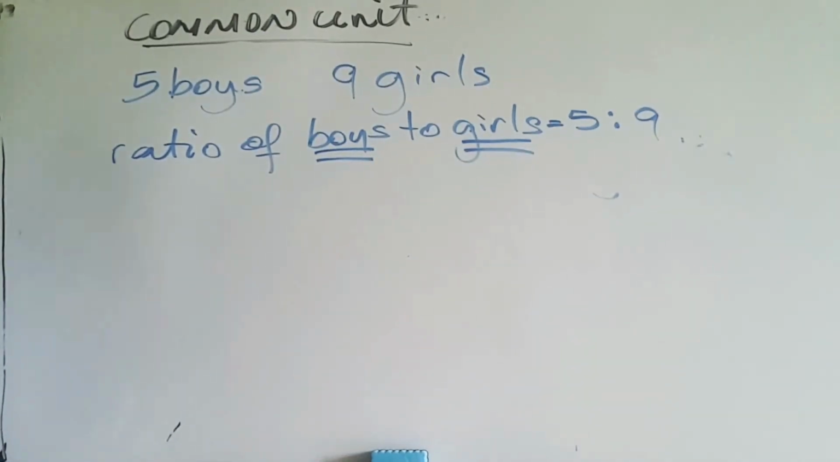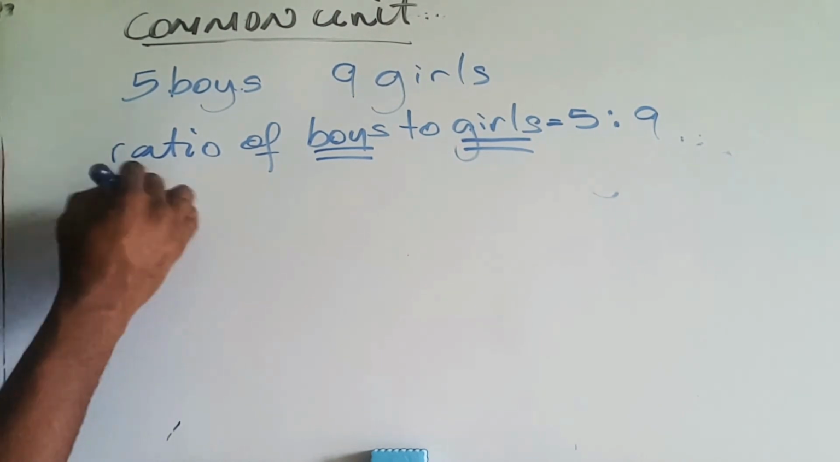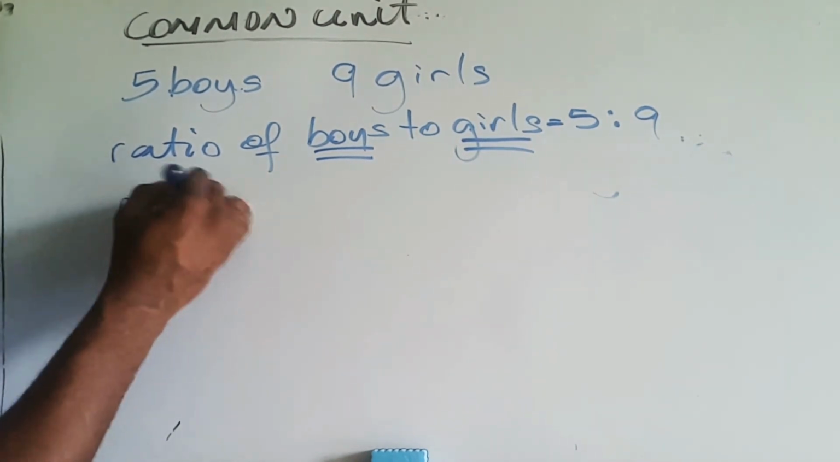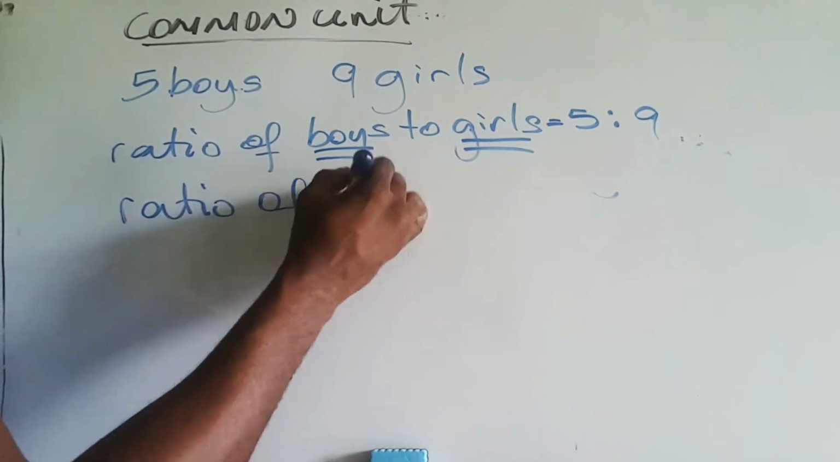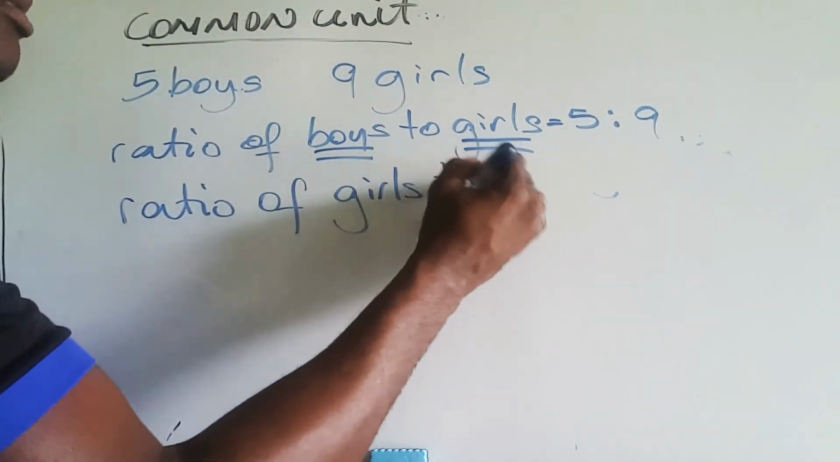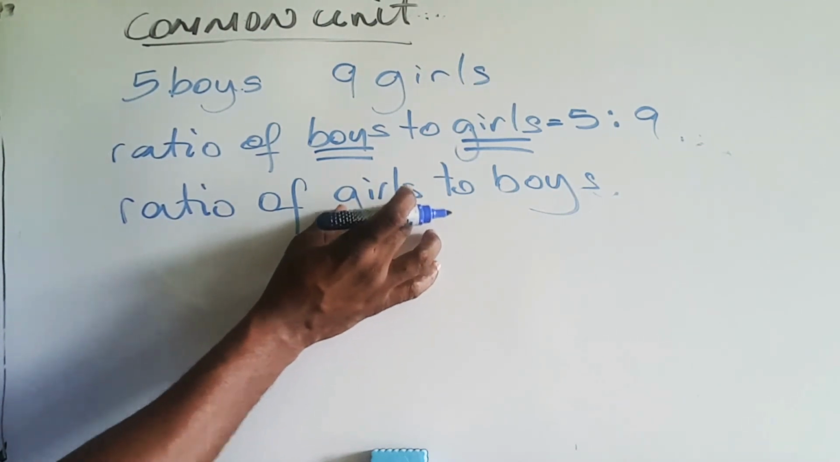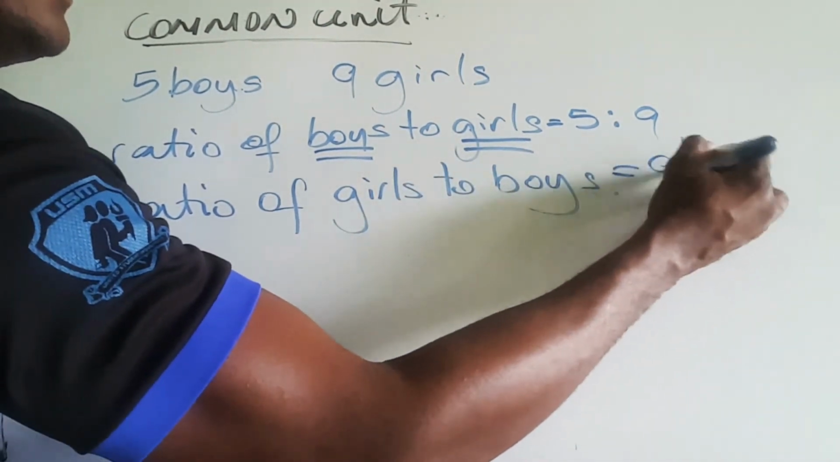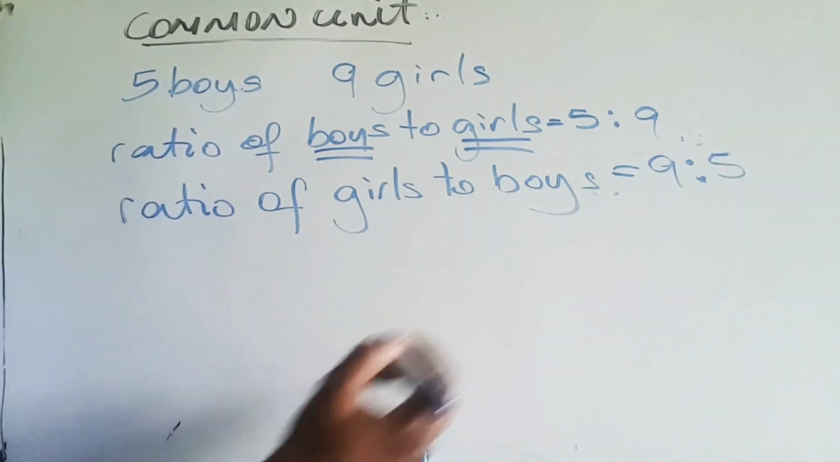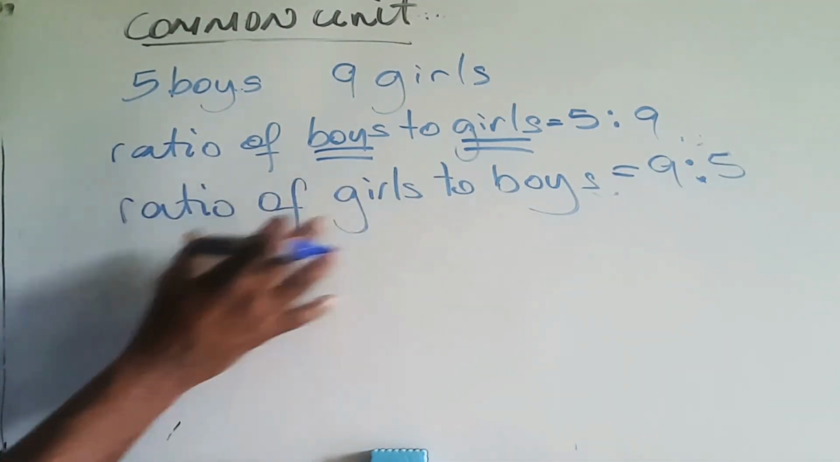All right? But what if the question says, write the ratio of girls to boys. Then the girls would have come first. So that is going to equal 9 to 5. So we have to look at what comes first.